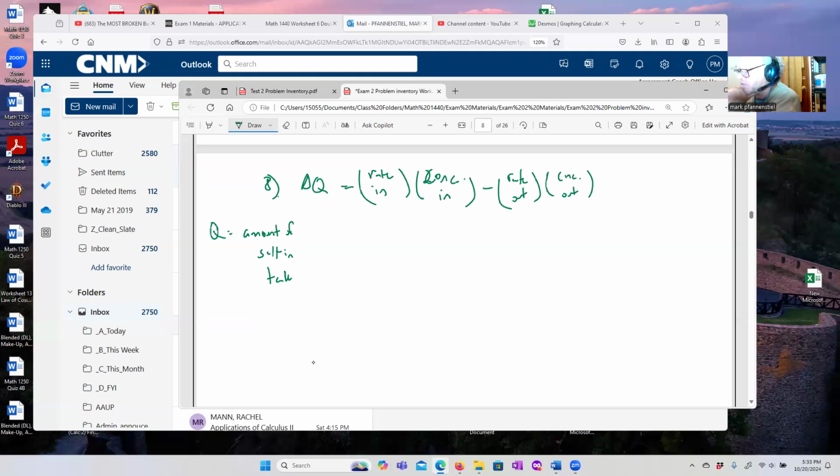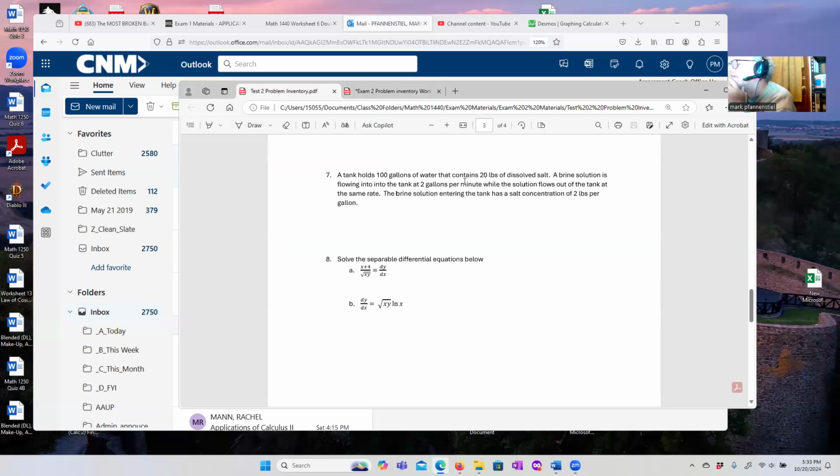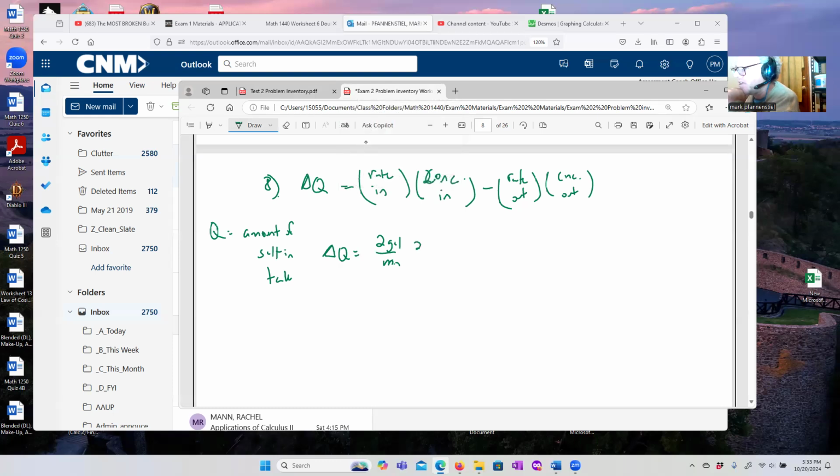So let's go ahead and put in some numbers here. We're going to say dQ is equal to the rate in. Well, it says that it's coming in at 2 gallons per minute, right? Going back over to the problem description, the brine solution is flowing in at 2 gallons per minute, and the concentration is 2 pounds per gallon. So we have 2 pounds per gallon going in. That's my concentration in. Some stuff is going to cancel. My units are going to cancel. So we're going to get 4 pounds per minute going into the tank.